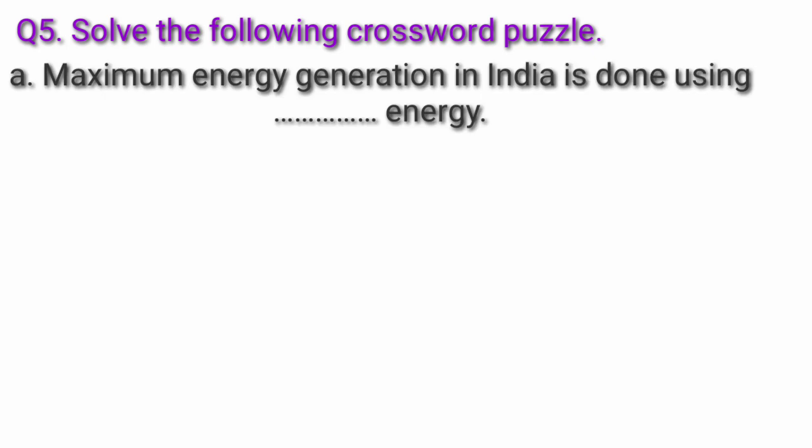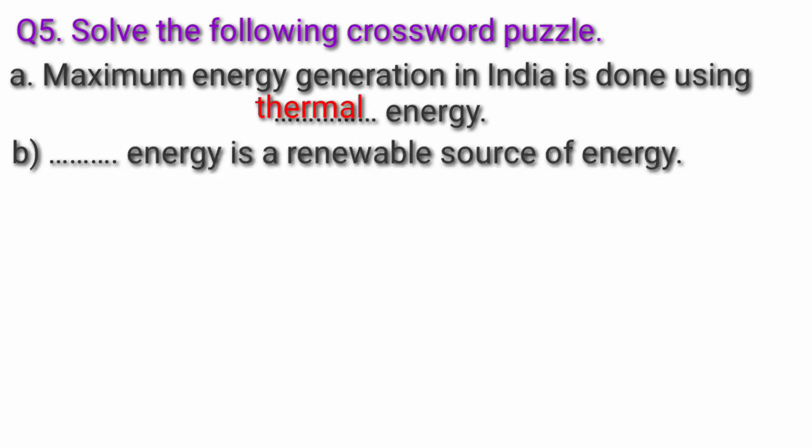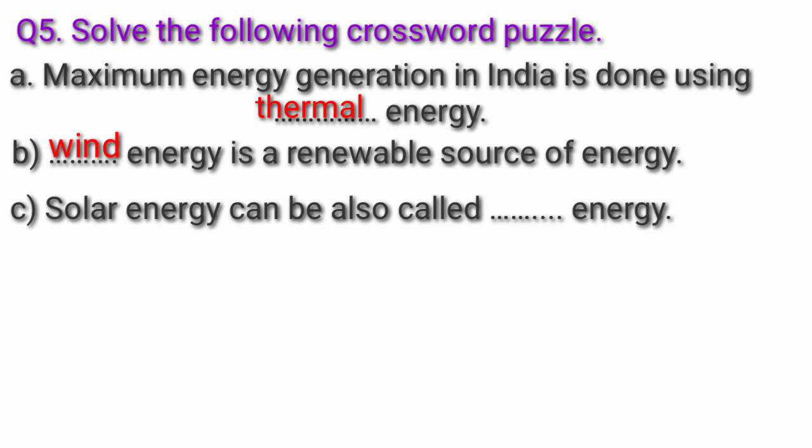A. Maximum energy generation in India is done using this energy. Answer: thermal energy. B. This energy is a renewable source of energy. Answer: wind energy. C. Solar energy can be also called as this energy. Answer: green energy.